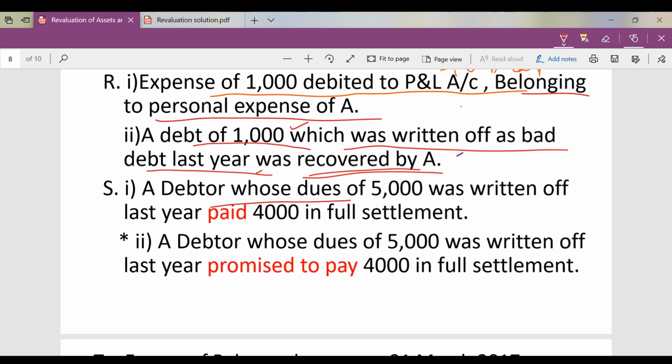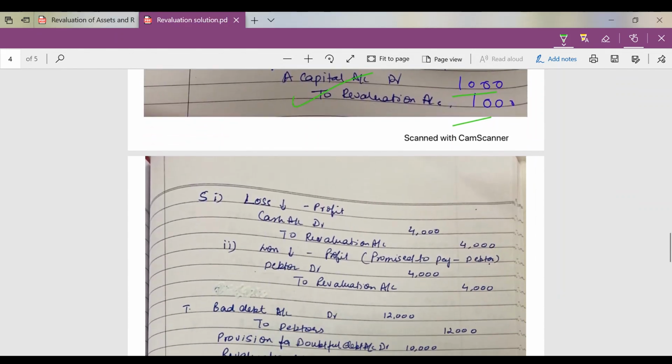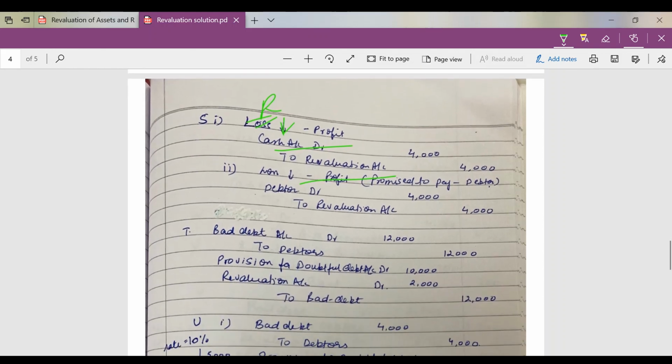Next, a debtor whose sum due of 5,000 was written off last year, right? Last year you have written it off also. So it became bad debt last year, paid rupees 4,000 in full settlement. So he finally could make some money, so it is bad debt recovered by you. So bad debt recovered is a revenue, so we'll have to credit it to revaluation account. And you're getting the money, right? So paid is written. Paid means you get the money. So entry will be cash account debit to what? Revaluation account, right? So loss has decreased last year, or you can say there's a profit that you're making or revenue that you have. Because bad debt recovered is a revenue.